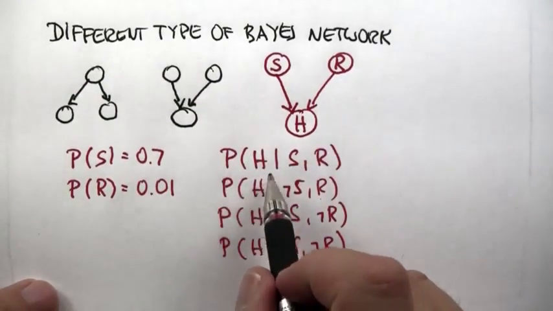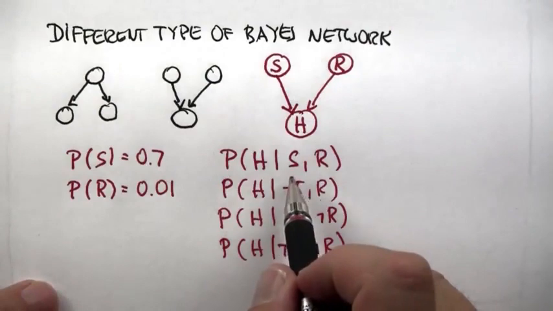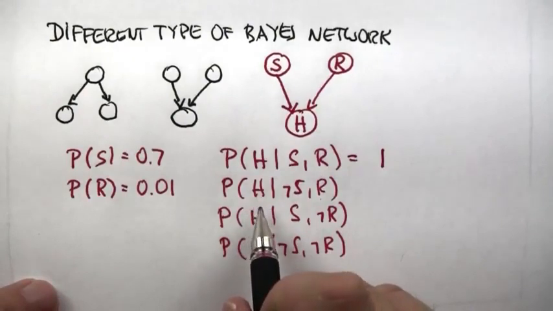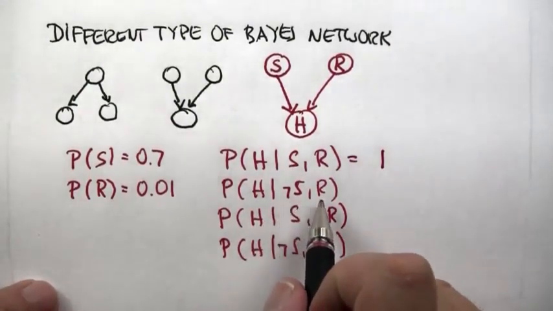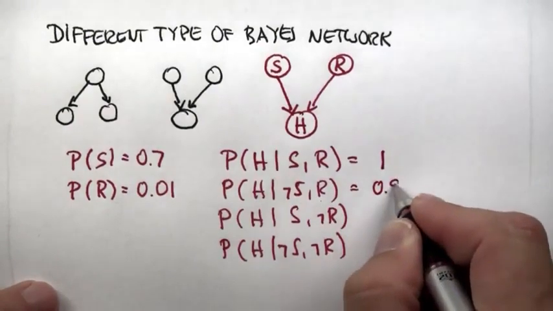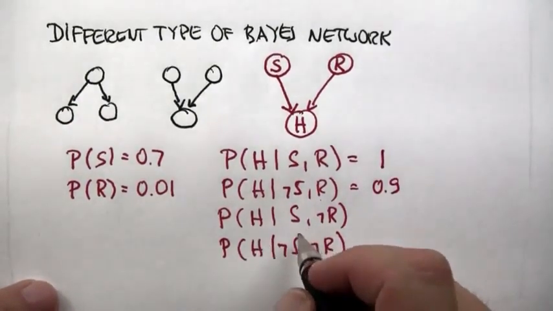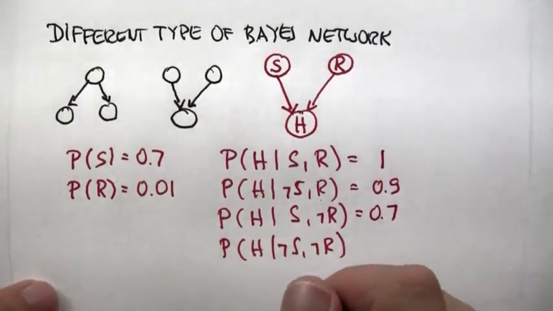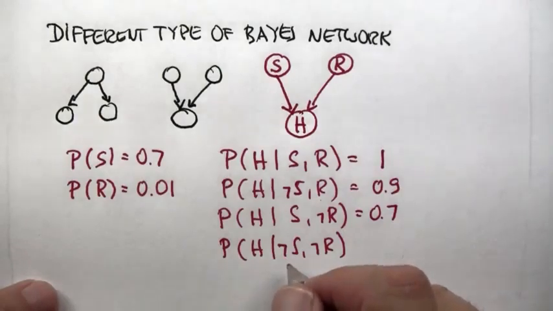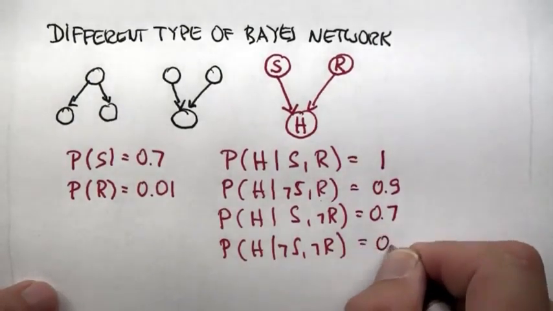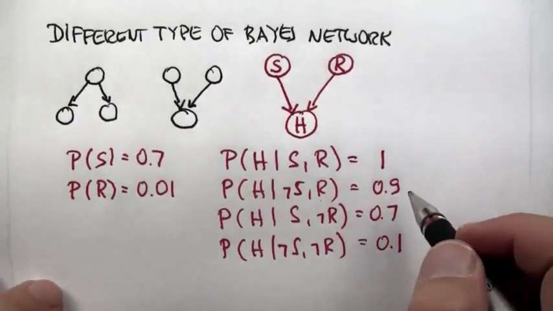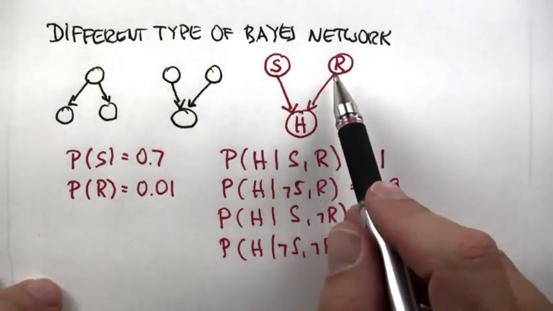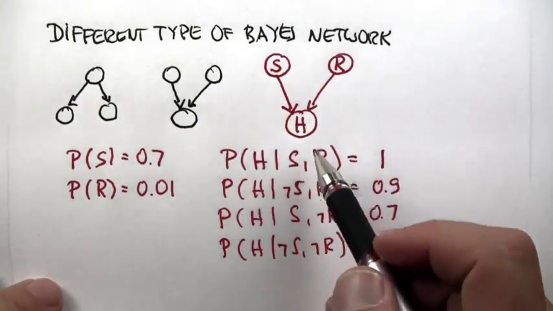And I will tell you that the probability of being happy is governed as follows. The probability of being happy, given that both of these things occur, I got a raise and it is sunny, is 1. Probability of being happy, given that it's not sunny and I still got a raise, is 0.9. Probability of being happy, given that it's sunny but I didn't get a raise, is 0.7. And probability of being happy, given that it's neither sunny nor did I get a raise, is 0.1. This is a perfectly fine specification of a probability distribution where two causes affect the variable down here, the happiness.